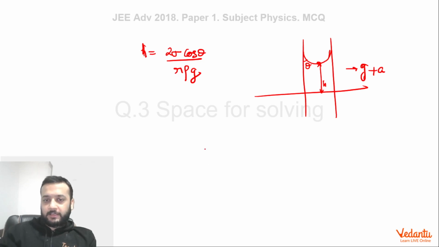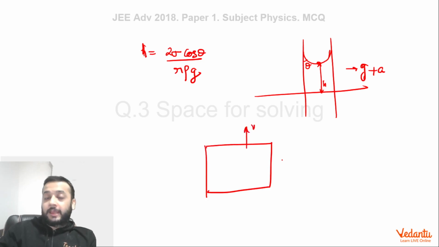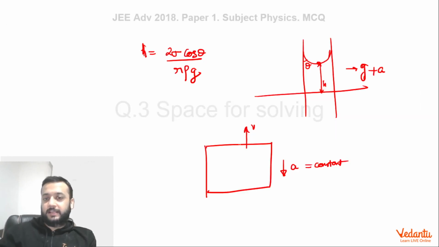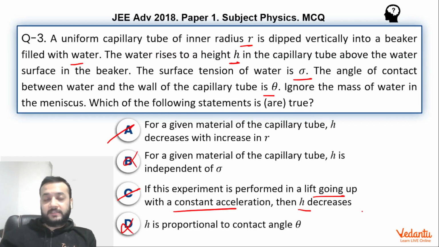Suppose this capillary is kept in a lift. I'm showing you a lift. This is the lift. It is going up and acceleration is downwards. So read what I'm saying. Velocity is upwards, but acceleration is downwards and it's constant. So can you see it is going up with a constant acceleration? In this case, we realize that gravity will become g minus a and h will increase. So in this case, option C will be wrong.